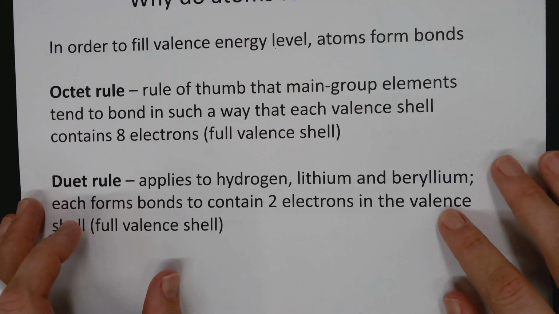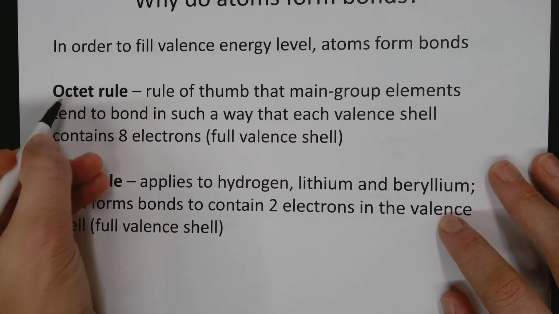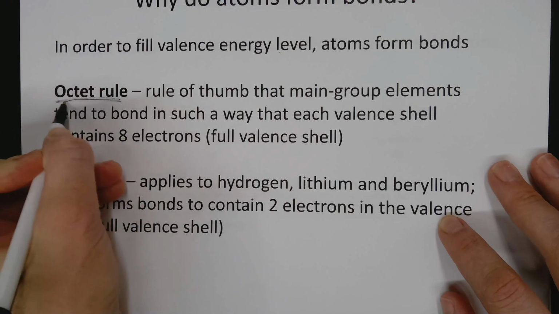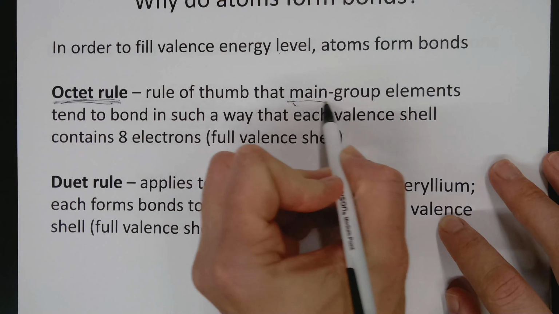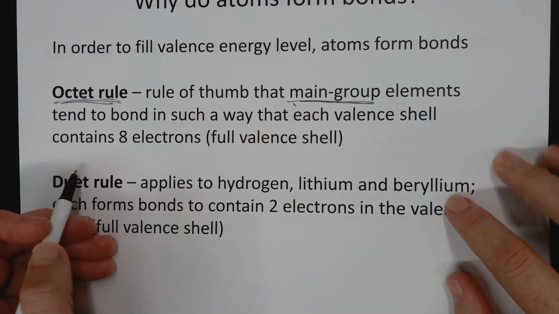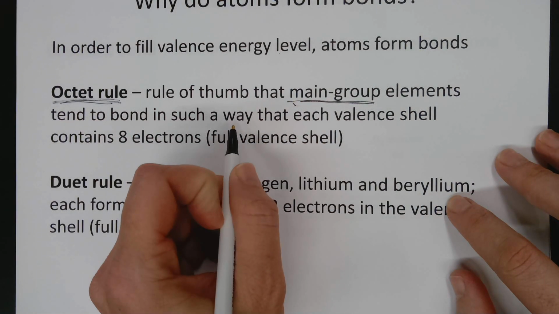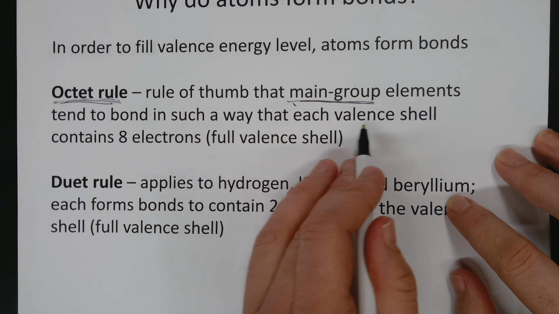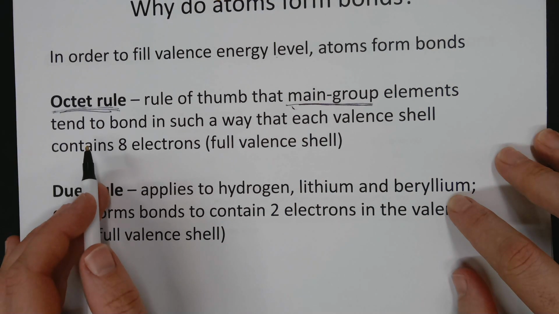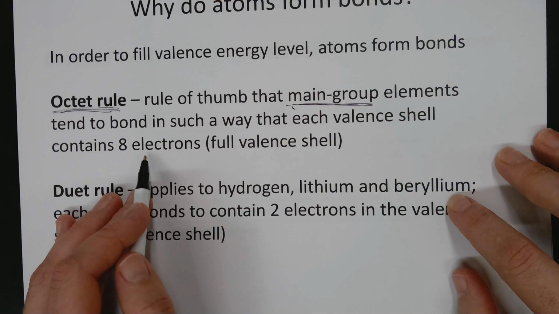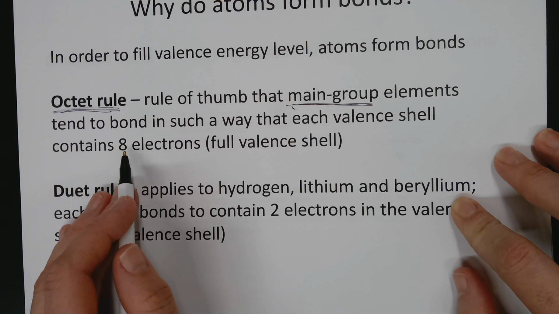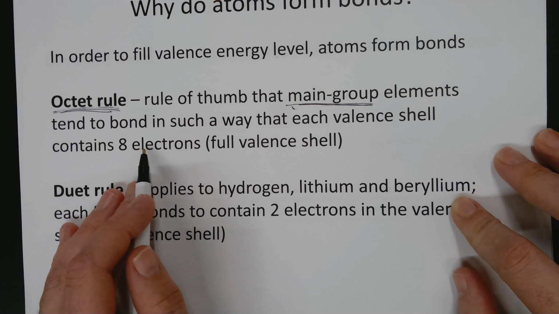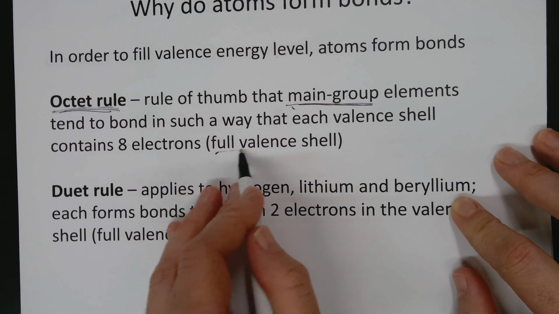But at any rate, we talked about two rules of thumb. One that we're going to be using more often is called the octet rule. And what that tells us is that the elements that we're going to be dealing with, which are called the main group elements, tend to bond in a way such that each valence shell or valence energy level contains 8 electrons. So most of the elements that we're going to be working with are trying to get 8 valence electrons. Again, that represents a full valence shell.